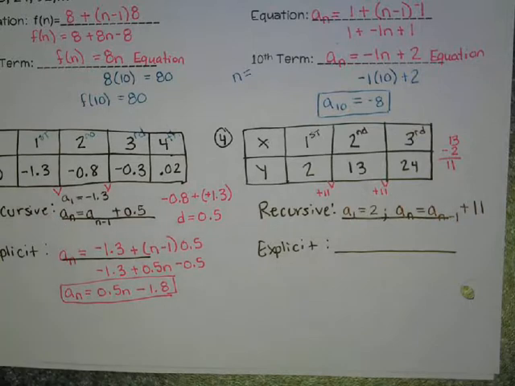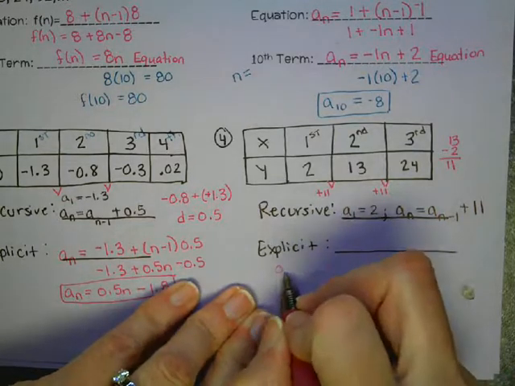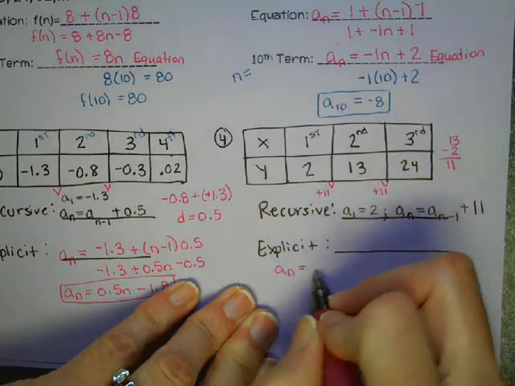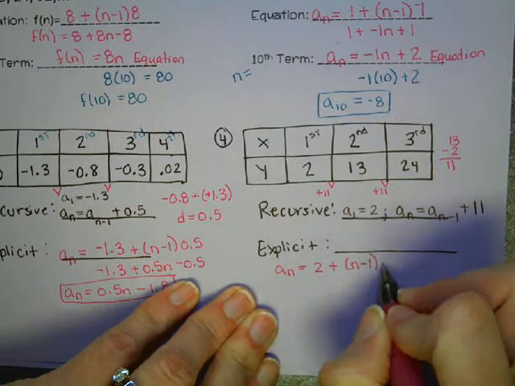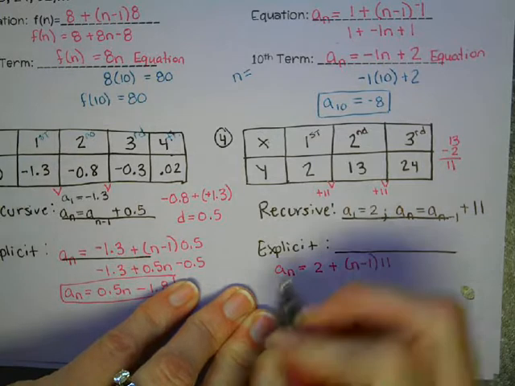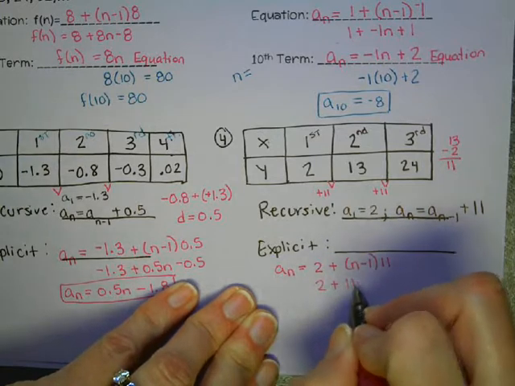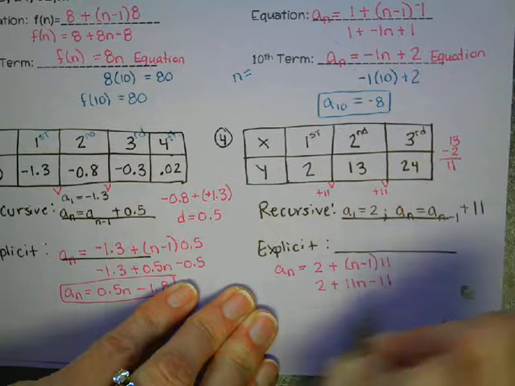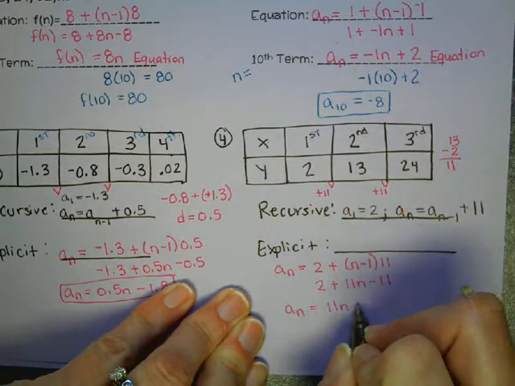And the last one, explicit formula, you have A sub n equals A1, which is 2, plus n minus 1 times the difference of 11. Distribute. Combine like terms. So that is our explicit equation.